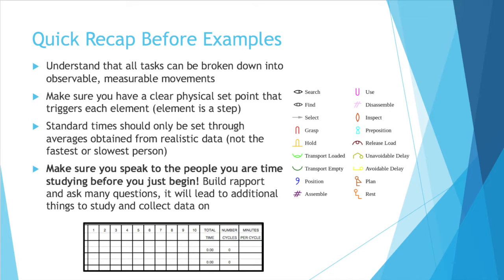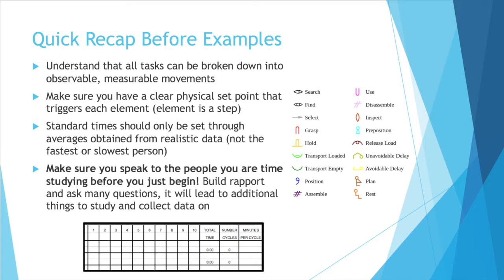That completes the cycle. If your end is the same thing that starts it, you know you've captured every step. So you work your way from top to bottom, left to right, collecting the same element times again and again and again, and then you build averages.